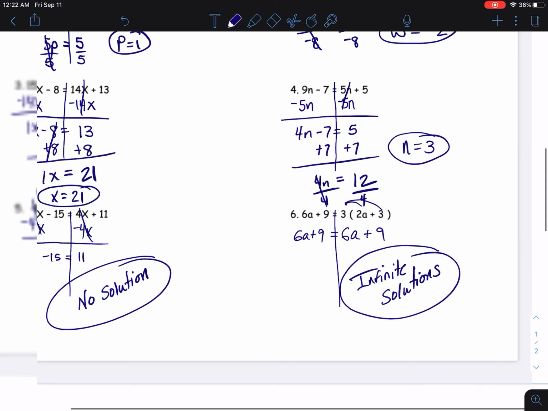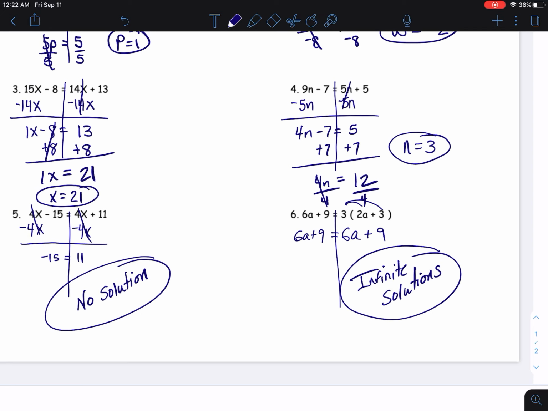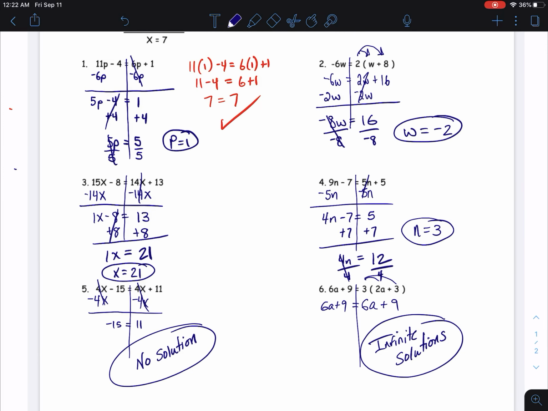Okay, so if we get two numbers that don't equal each other, that's going to be no solution. And then if we end up with the two sides of our problem equaling the same thing, that's going to be infinite solutions. And then we have these scenarios up at the top where we have one specific solution.